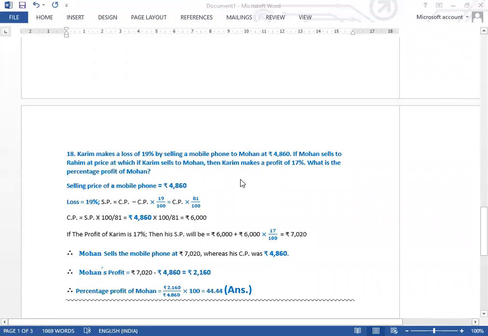Number 18 sum. So Karim makes a loss of 19% by selling a mobile phone to Mohan at rupees 4,860. Here there will be a chain business. So the first man is Karim, who sells the phone to Mohan. So what is the selling price of Karim?